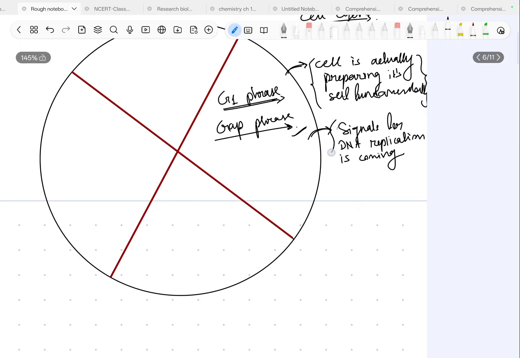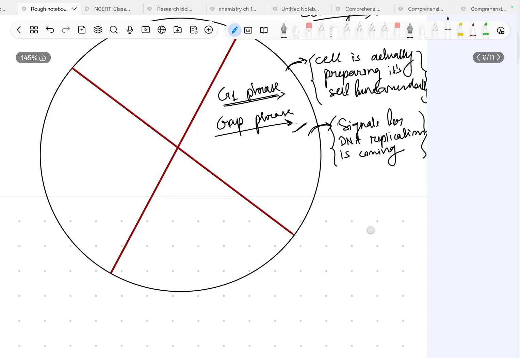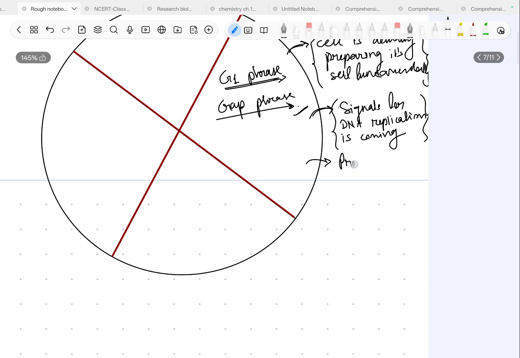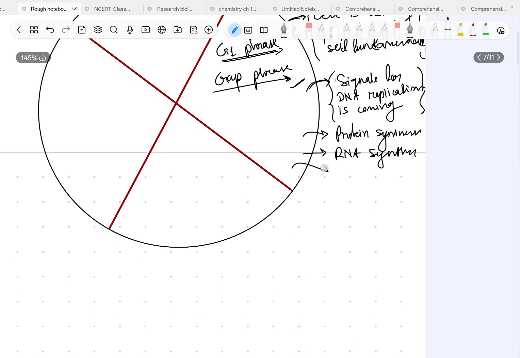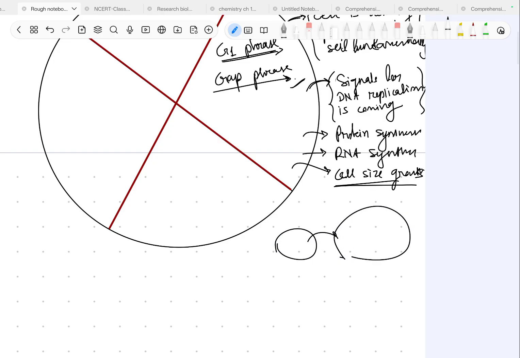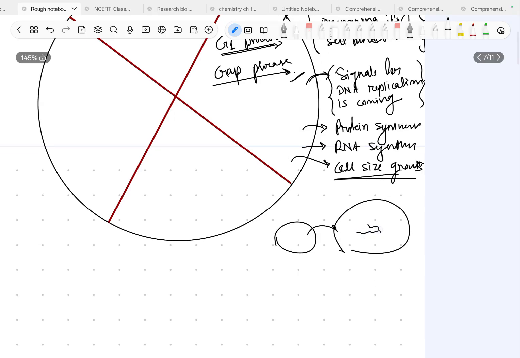The signals for the DNA replication are coming, but the DNA is not actually replicated. And the next thing is proteins are synthesized. RNA is also synthesized. And the cell size grows, means the cell is like this, and in the G1 phase the cell will become like this. The signal for DNA replication is coming, proteins and RNA are forming, and the cell size is growing, as I told.